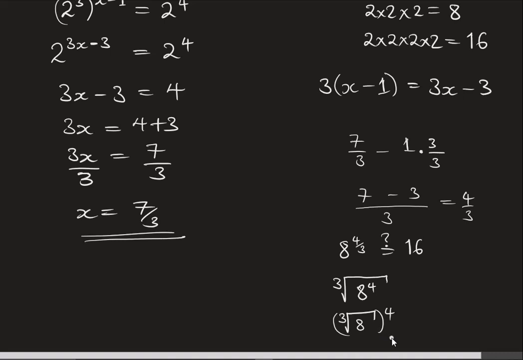Isn't that much easier? It is, right? So we know this is 2, not so? So it will be 2 to the power 4, which actually is what? 16, like we found. So we have found the correct value of x.